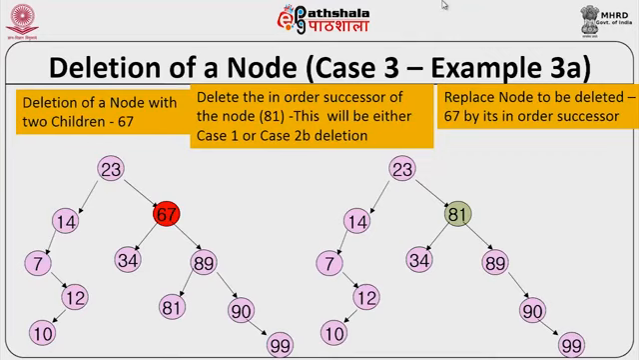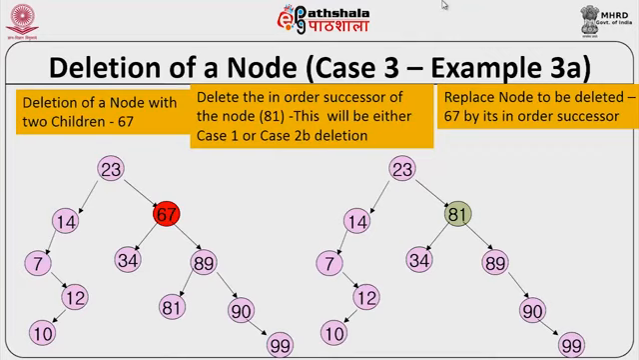Now, to do that we have to delete 81. In this particular case 81 does not have any children, so it is case 1 of deletion, with no children. What do we have to do? We just have to change 89, the parent of 81, the in order successor, to point to null. That means we have deleted 81 and then we replace 67 with 81.